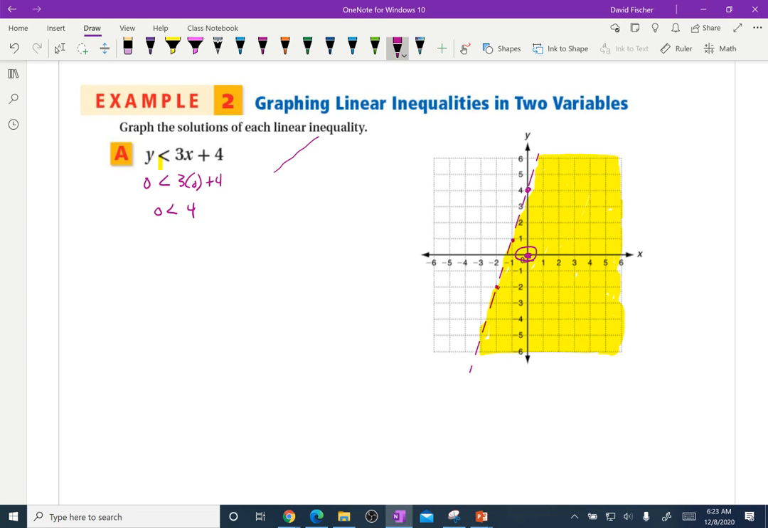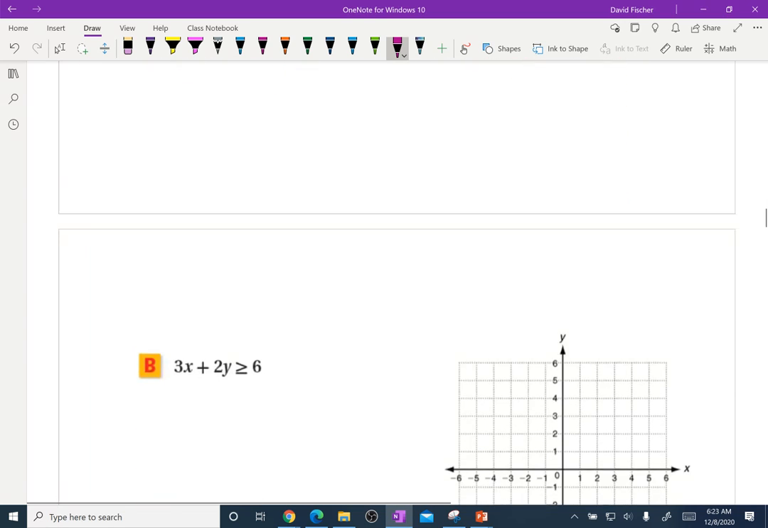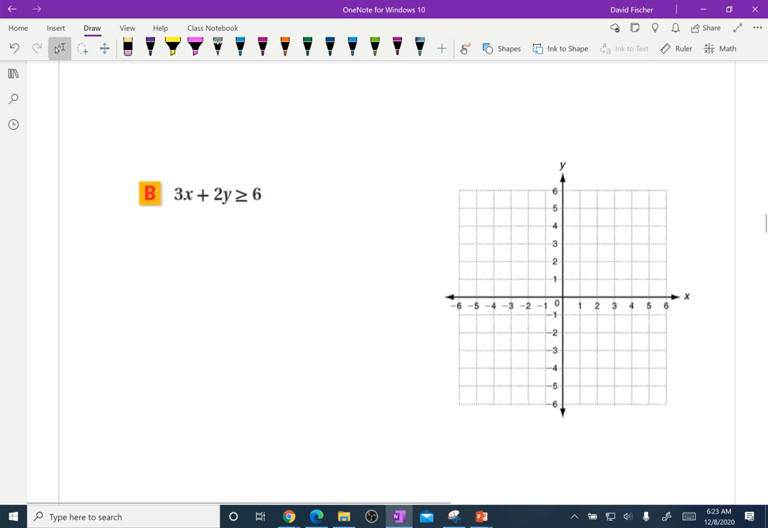Okay, I'll show you on another one here where I pick 0, 0, and it's not. And we can just use our reasoning skills to say, okay, I didn't have that side shaded in, and so it's not a true statement, so I probably shaded the correct side. Maybe this will be one.